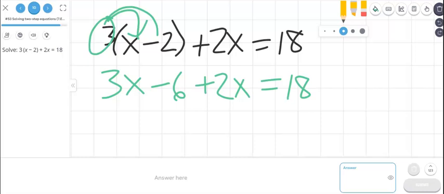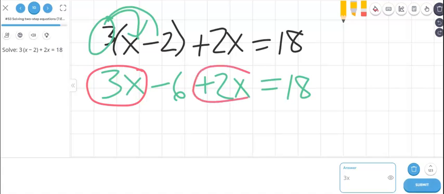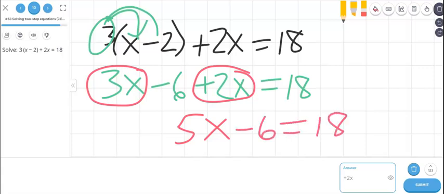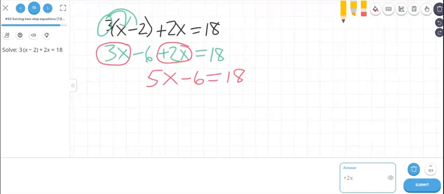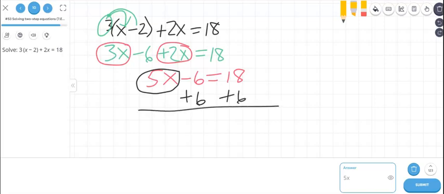Then I notice we have some like terms. Our like terms are a 3x and a positive 2x. That is a positive 5x. We have minus 6 equals 18. Then it's now a two-step equation. So we are going to go ahead, get this all by itself by adding 6 to both sides. So I get 5x equals 18, 19, 20, 24.